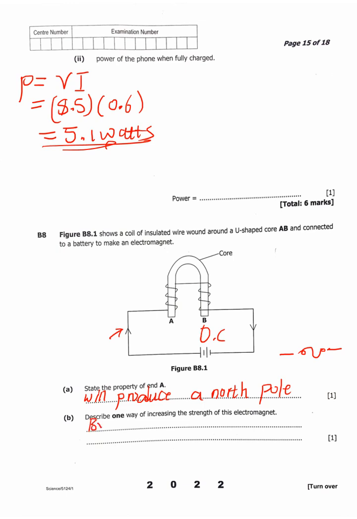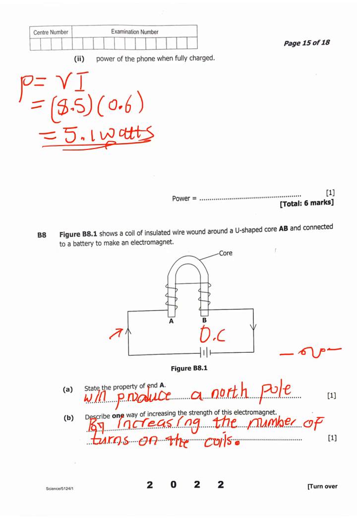So by increasing the number of turns on the coil. So if we increase the number of turns on the coil, we can now produce a stronger magnet. So that's the picture here that we can get.